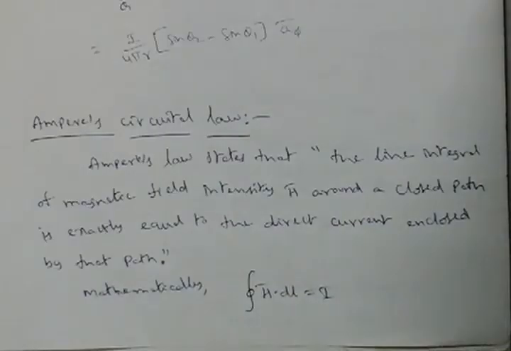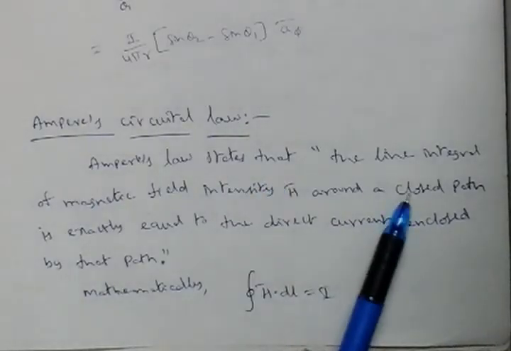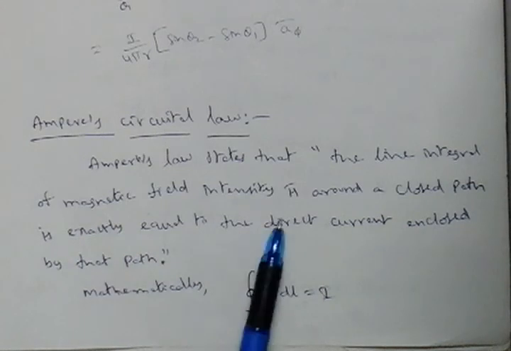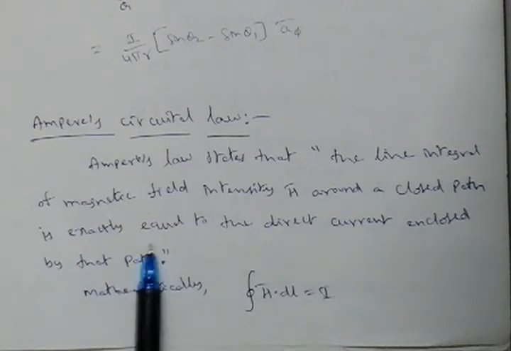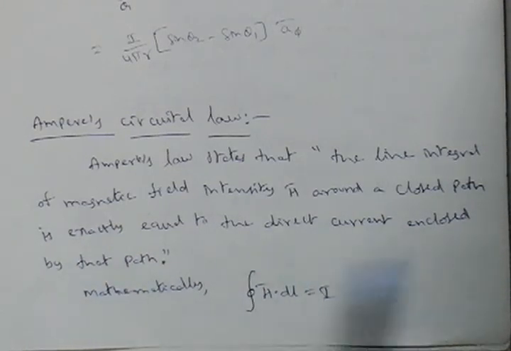See the statement of Ampere's circuital law. Ampere's circuital law states that the line integral of magnetic field intensity H bar around a closed path is exactly equal to the direct current enclosed by that path. Mathematically, the line integral of H bar dot dl is equal to I.